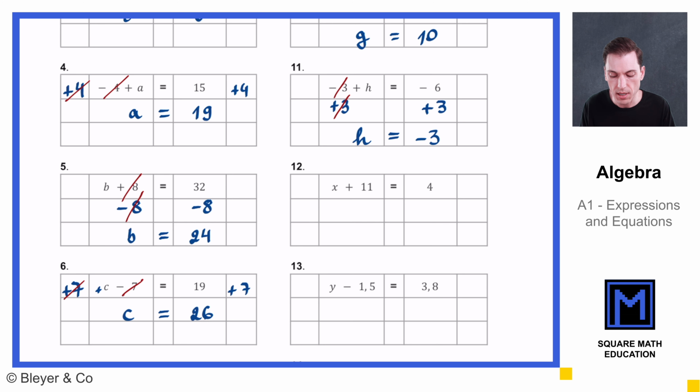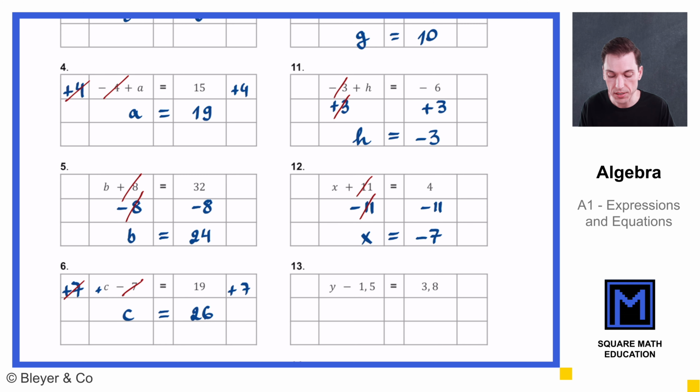Next equation, a variable X added to 11 is 4. By now, what is the inverse operation of adding 11? It is subtracting 11, and we're going to minus 11 on both sides of my equation. Plus 11 minus 11 cancels out. X is left on the left hand side, and on the right hand side the answer is minus 7.